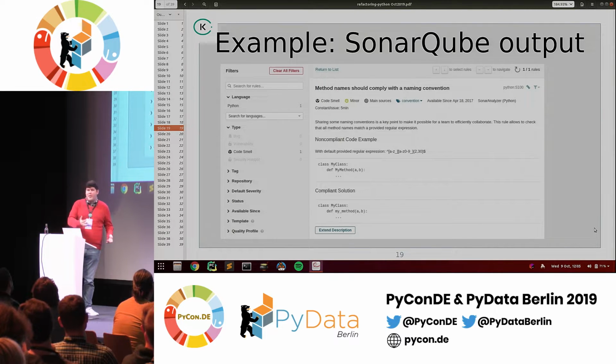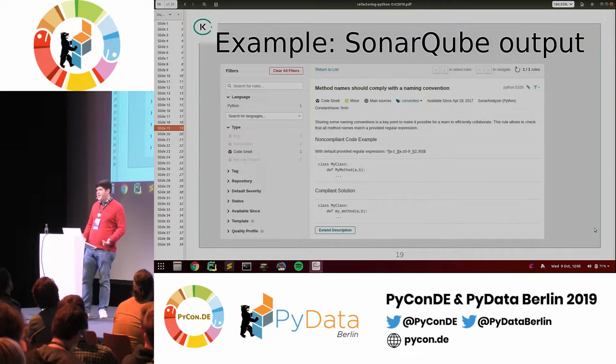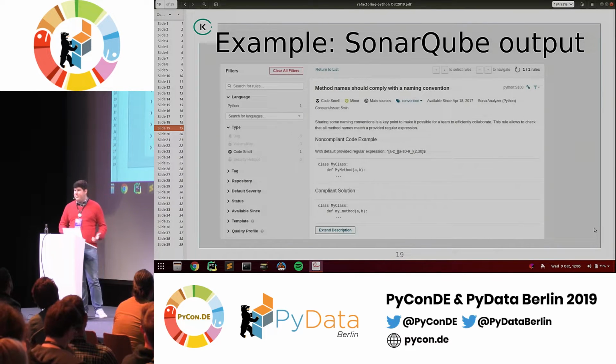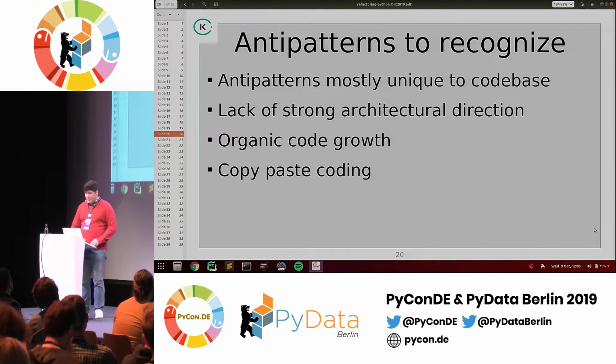You can see, why is this wrong? Why am I doing something, and why should I change my way? And it's great to teach people things. It's great to teach people why code is written a certain way. Try it out. So yeah, find antipatterns in your code.